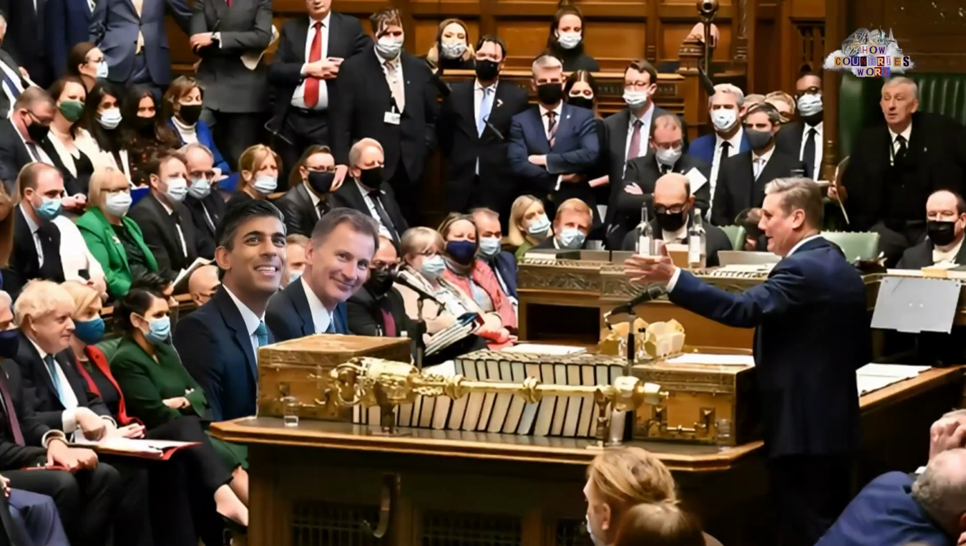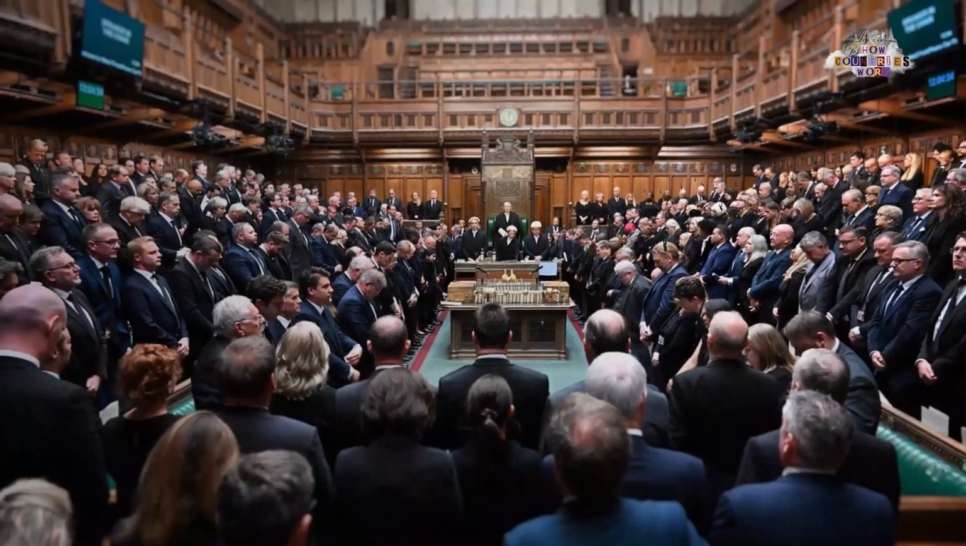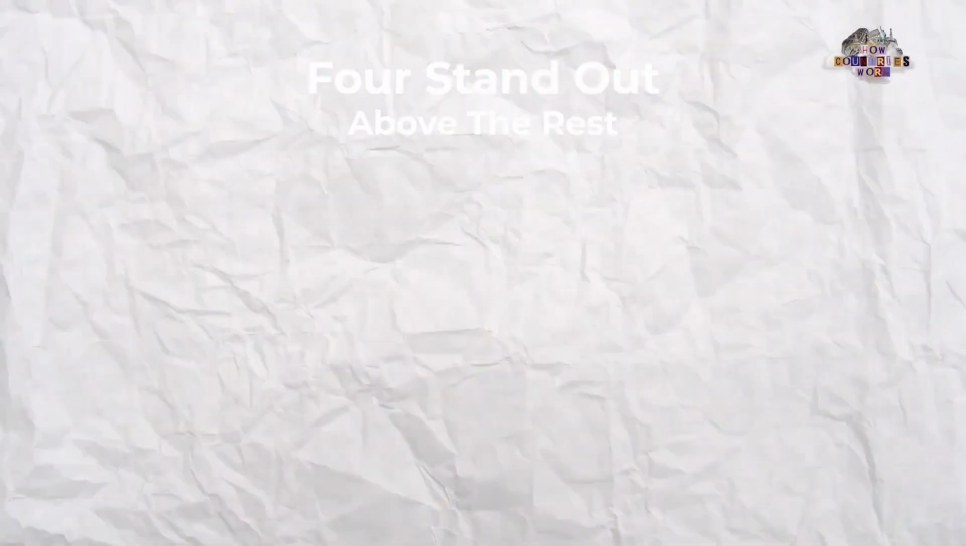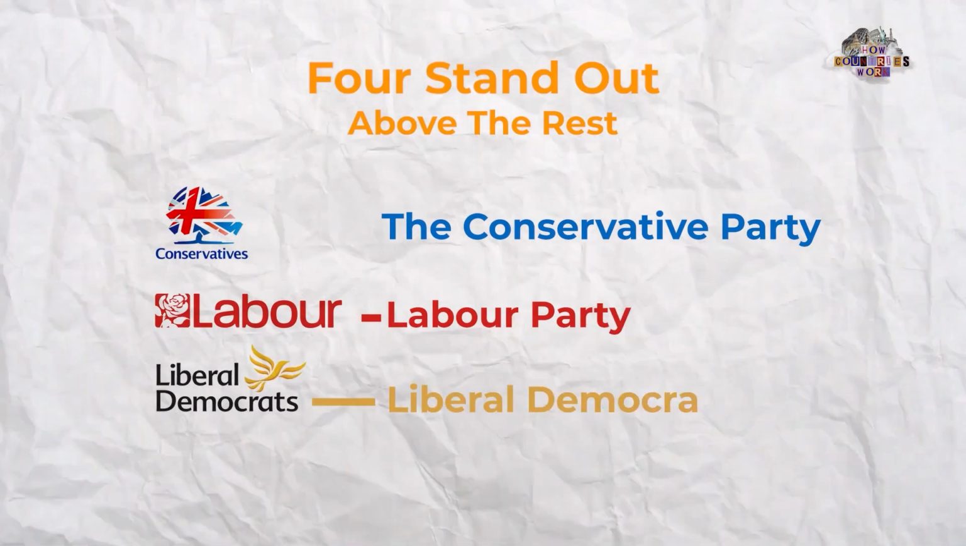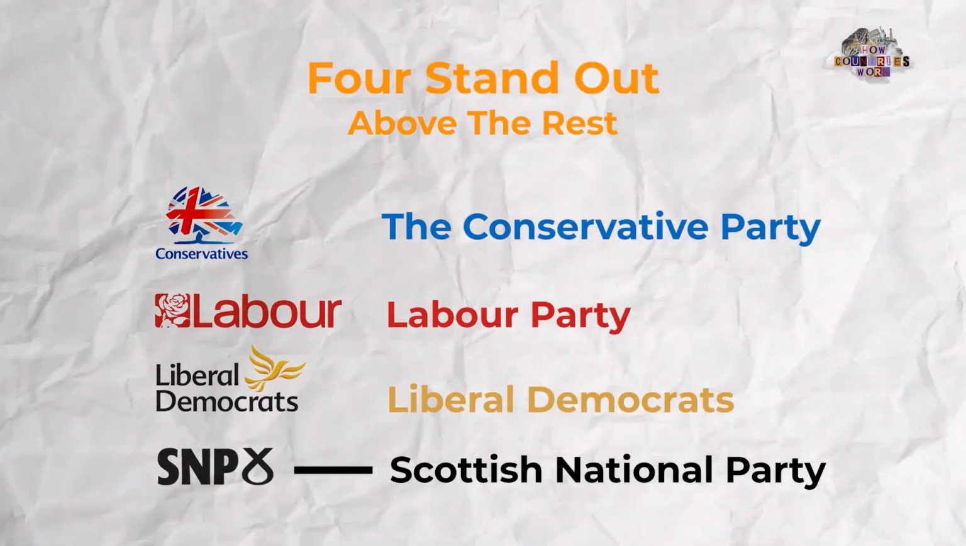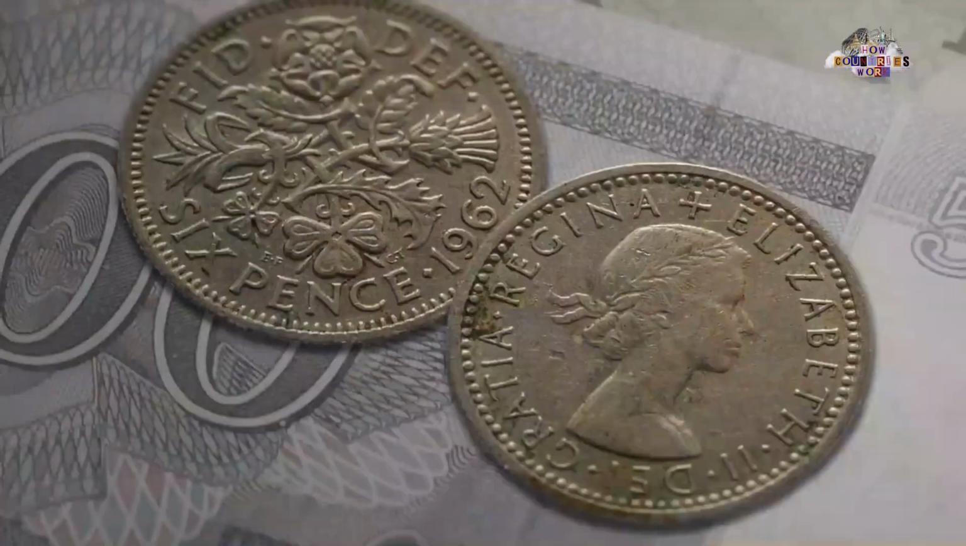Again, this is much easier for a government with a large majority than it is for a government with a smaller one. As mentioned prior, there are a number of political parties filling the seats of Parliament. However, four stand out above the rest: the Conservative Party, the Labour Party, the Liberal Democrats and the Scottish National Party, or SNP. The Conservative Party is centre-right and advocates for individual freedom, low taxes and a free market economy.